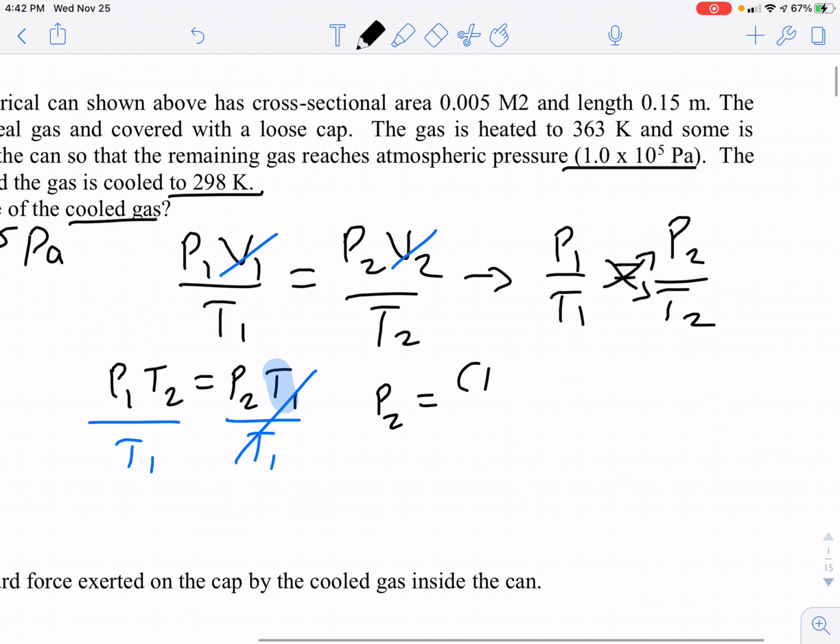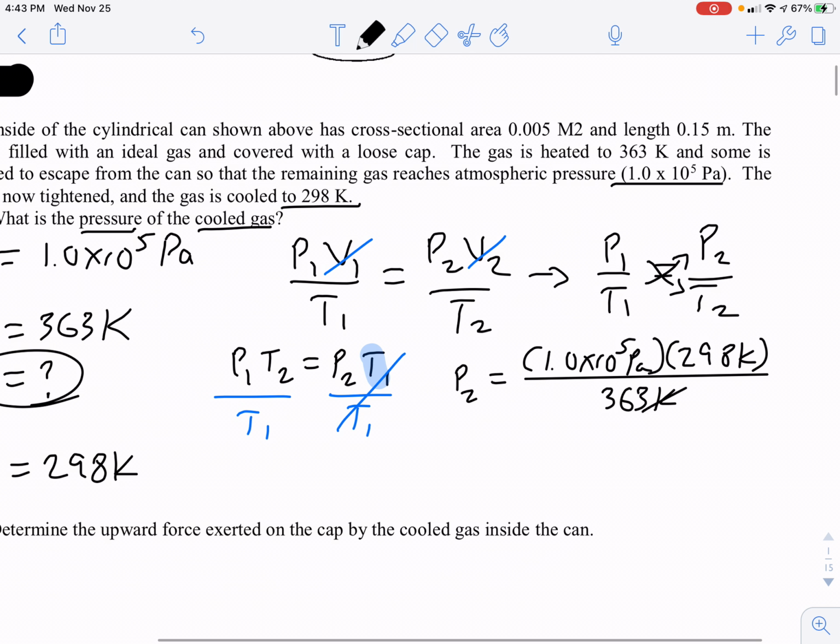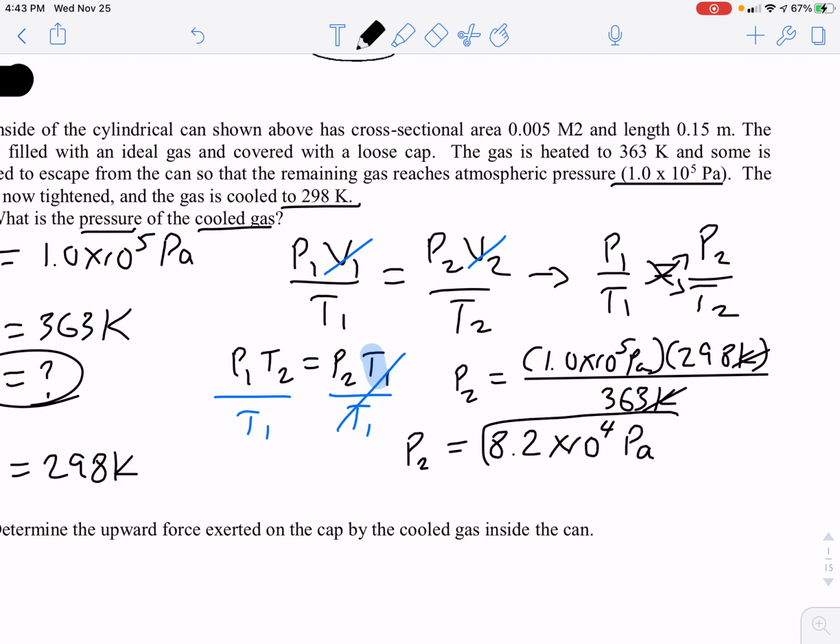P2 would be 1 atmosphere of pressure, 1.0 times 10 to the 5 pascals, times T2, which is 298 Kelvin, over T1, which was 363 Kelvin. You'll notice the units of Kelvin cancel nicely. And our pressure is 8.2 times 10 to the 4 pascals, which would be less than an atmosphere of pressure.